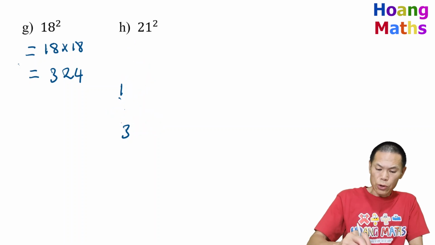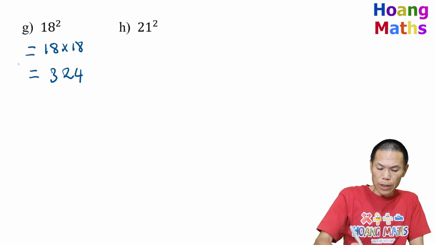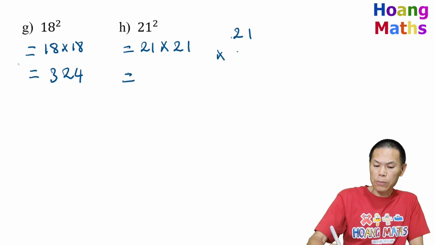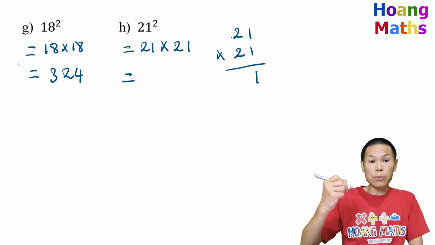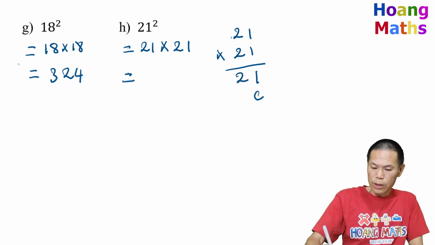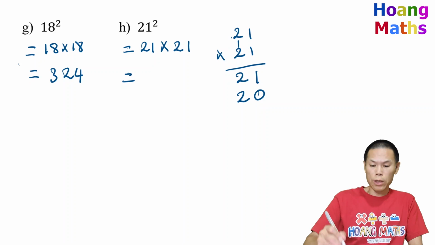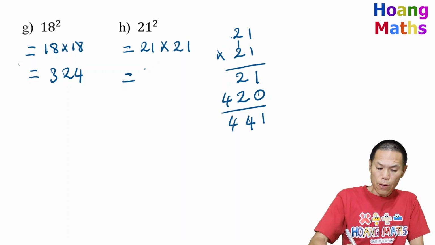21 squared. So 21 squared means 21 times 21. I'll just write here: 21 times 21. So we have 21 times 21. 1 times 1 will give me 1. 1 times 2 is 2. We put a 0 here. 2 times 1 is 2. 2 times 2 is 4. So we add them up: 1, 4, 4.